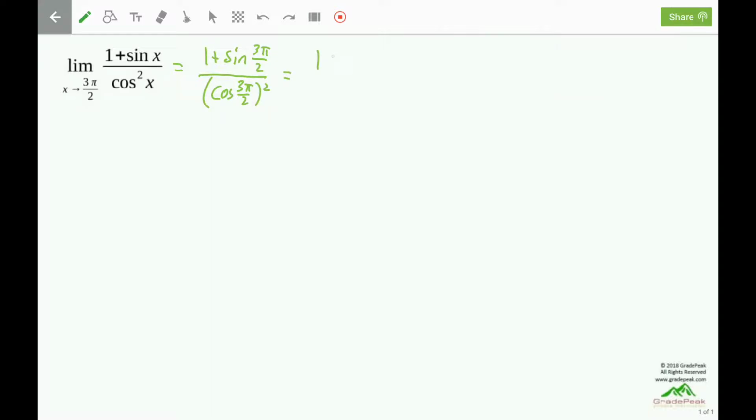The sine of 3 pi over 2 is a negative 1. The cosine of 3 pi over 2 is a 0. 1 minus 1 is a 0. 0 squared is a 0, so we have the 0 over 0 indeterminate form.